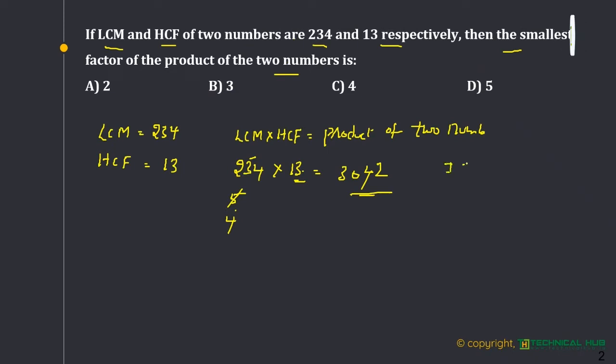See, one and itself are definitely factors of any number. But out of the given options, there is no one. Now check it. So what is the smallest number in the given options? 2 is the smallest number. So let's check whether 2 divides this number or not. Yes, because the unit digit here is 2. Whenever unit digits are 0, 2, 4, 6, 8, definitely that number is divisible by 2. So the smallest factor of the product of two numbers means your answer is option A.